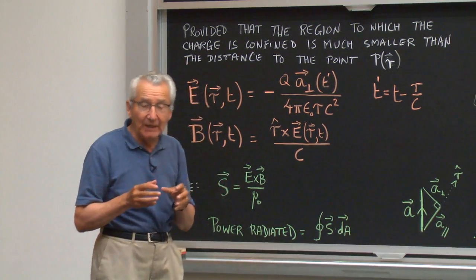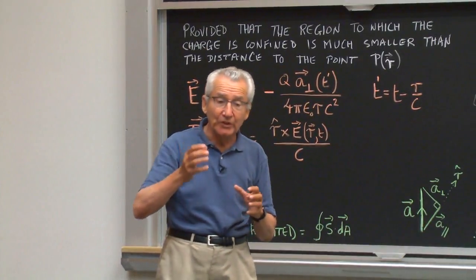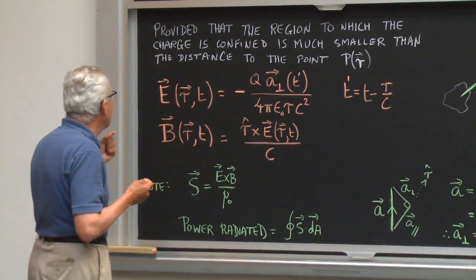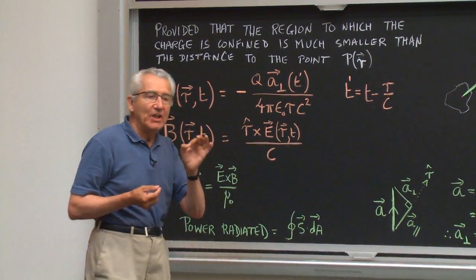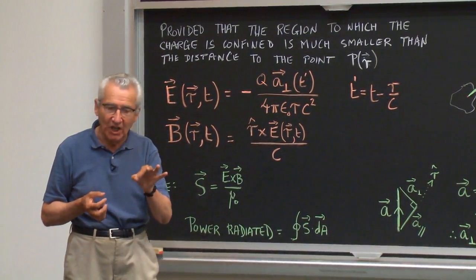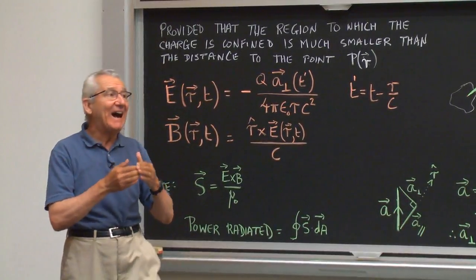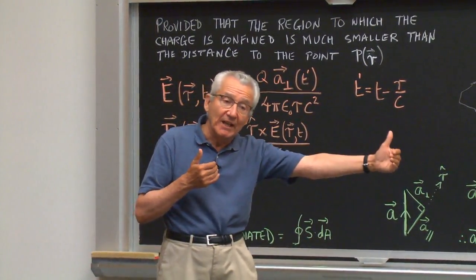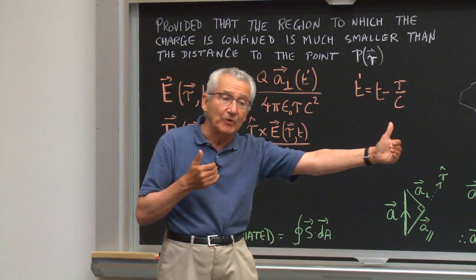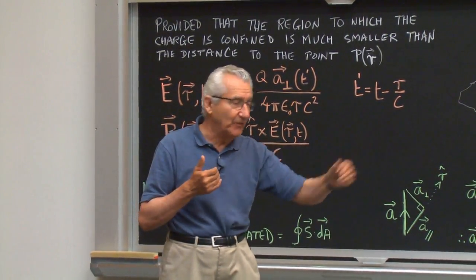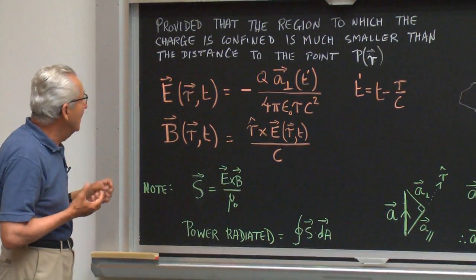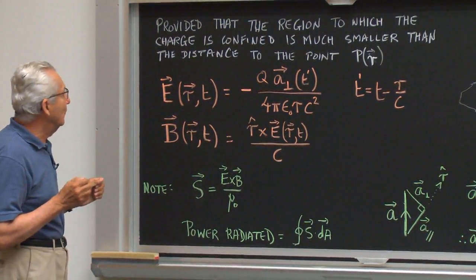Now, Professor Walter Lewin has done that in his classes. He has shown how, if you have somewhere a charge which is accelerating, it generates an electric field and a magnetic field far away from that charge. I won't derive it here, but I'll summarize what you have learned.